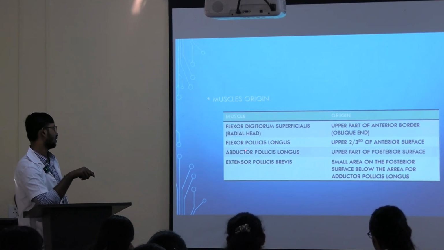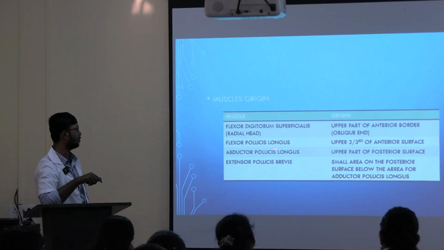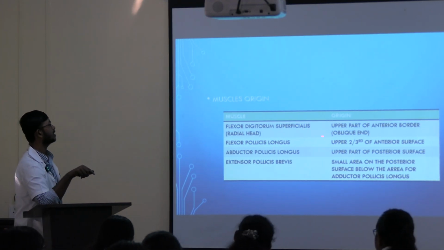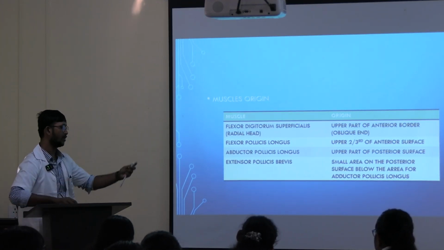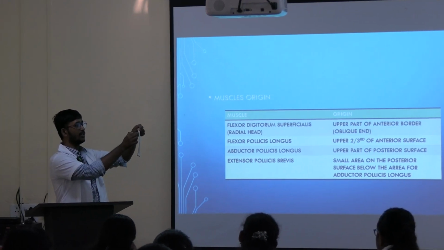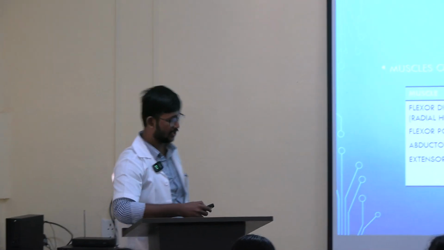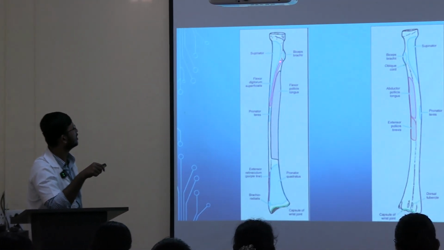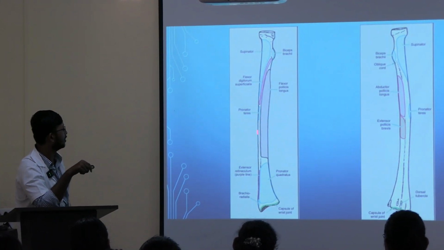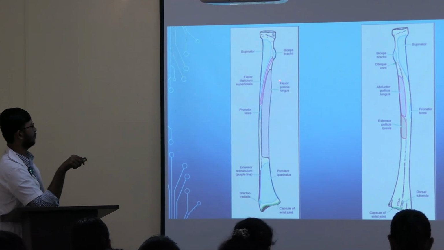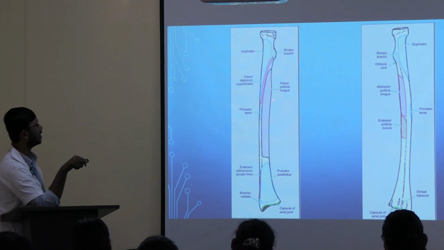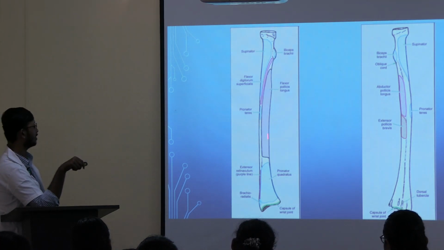Flexor pollicis longus, as the name suggests, is also present in the flexor region, and pollicis means it gives its tendon to the thumb. So flexor digitorum superficialis originates from the upper part of the anterior border, from the oblique end. This is the anterior border, and from this oblique end, the flexor digitorum superficialis originates. See, this is the oblique part, the anterior oblique line. From this the flexor digitorum superficialis originates, and medially, in the anterior surface, you will see the origin of flexor pollicis longus.